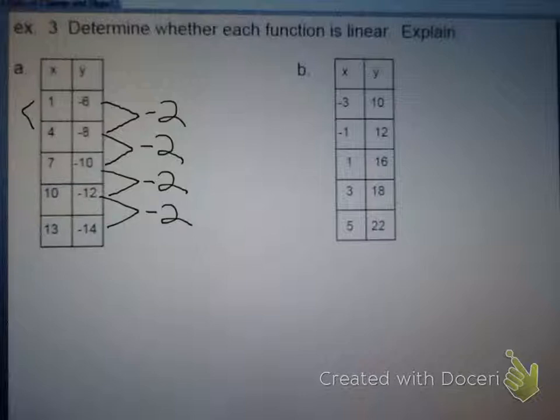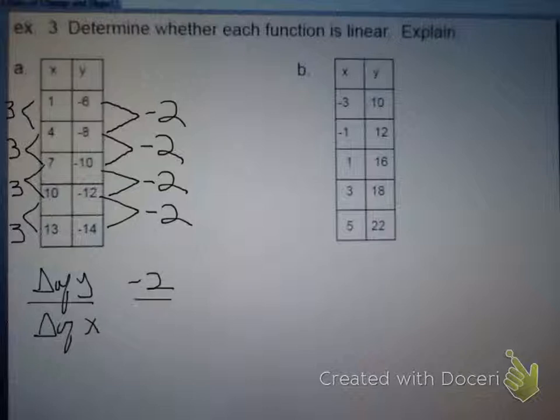So let's look at our x's. From 1 to 4, we added 3. From 4 to 7, we added 3. From 7 to 10, we added 3. From 10 to 13, we added 3. So our change in our y's over the change in our x's was negative 2 over 3. So it was consistent, so it is a linear function.